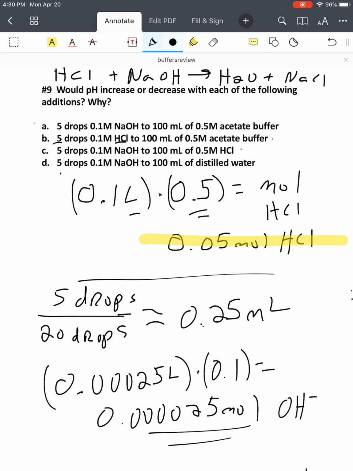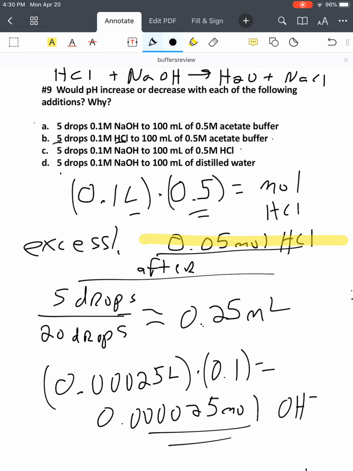This is the chemical basis for the change in this example. But because I have so much more HCl than NaOH, my HCl is by far in excess. Now, how much will be present after the reaction? Well, 0.05.